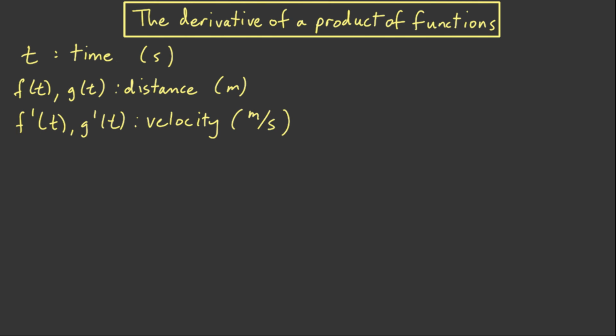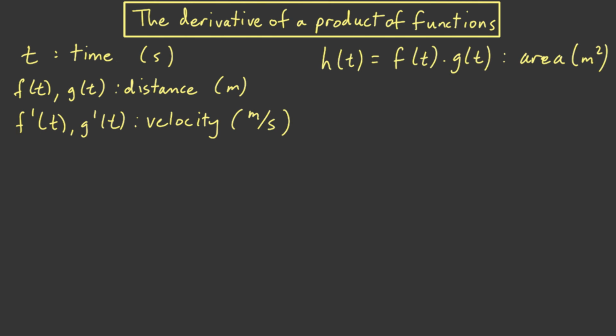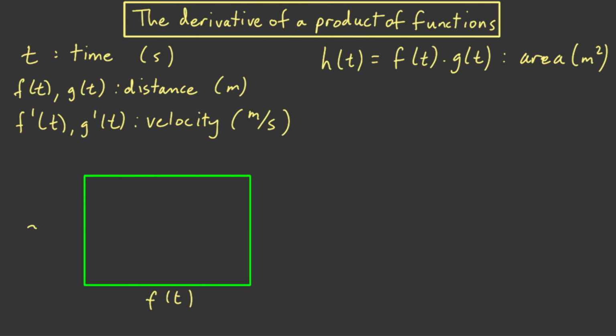Okay, and then we had our h. h was equal to f of t times g of t, and so it's measured in meters squared, or it's an area. And we can visualize that with this rectangle here. So f of t, we could say, is the width of this rectangle, and g of t could be its height, in which case h is the area of the rectangle.